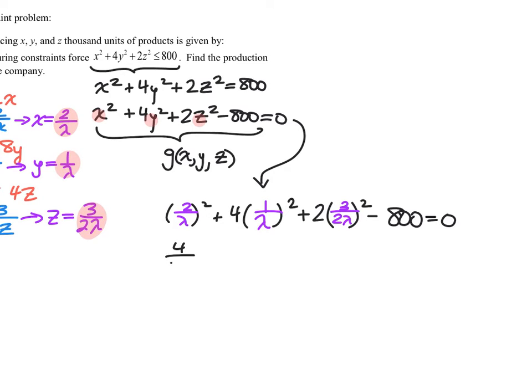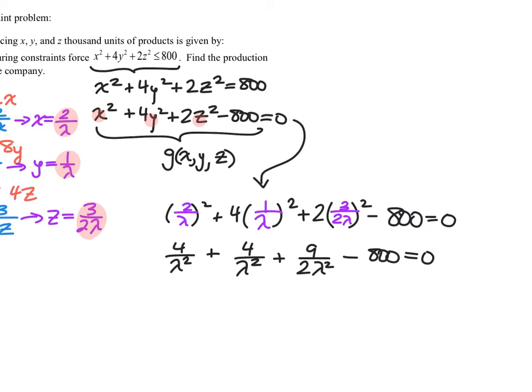So we have 4 over lambda squared plus 4 over lambda squared plus, well, the next one's a little bit different. We'd have 2 times 9, so 18 over 4 lambda squared, which is 9 over 2 lambda squared, minus 800 is equal to 0. Basically I'm just killing the outside 2 with one of the 2's on the bottom. Now, it's a fractional equation.